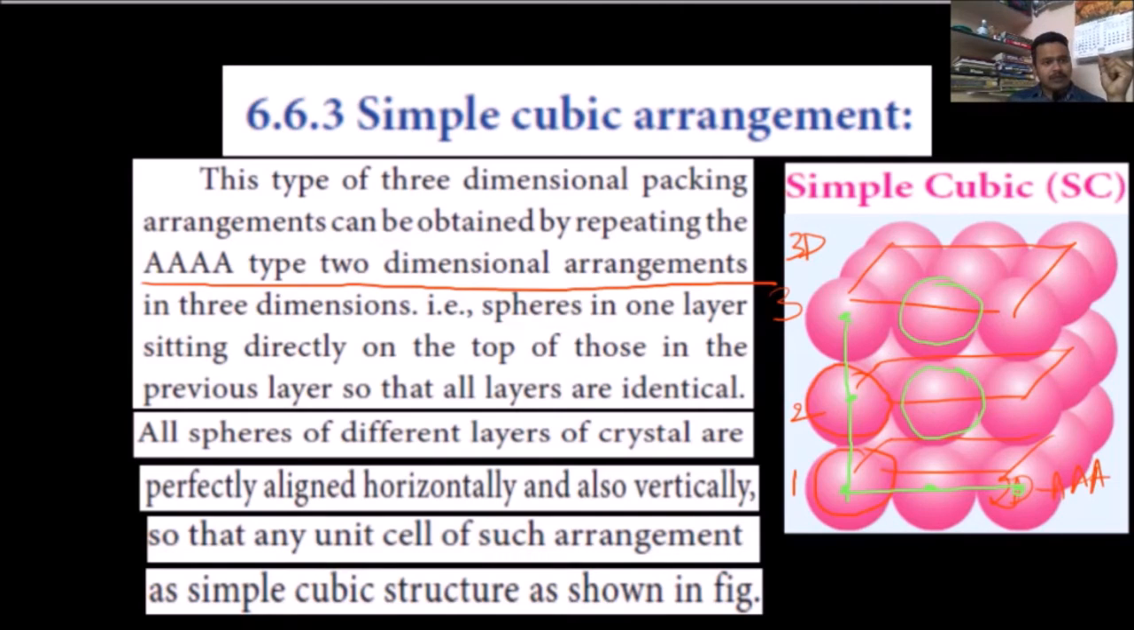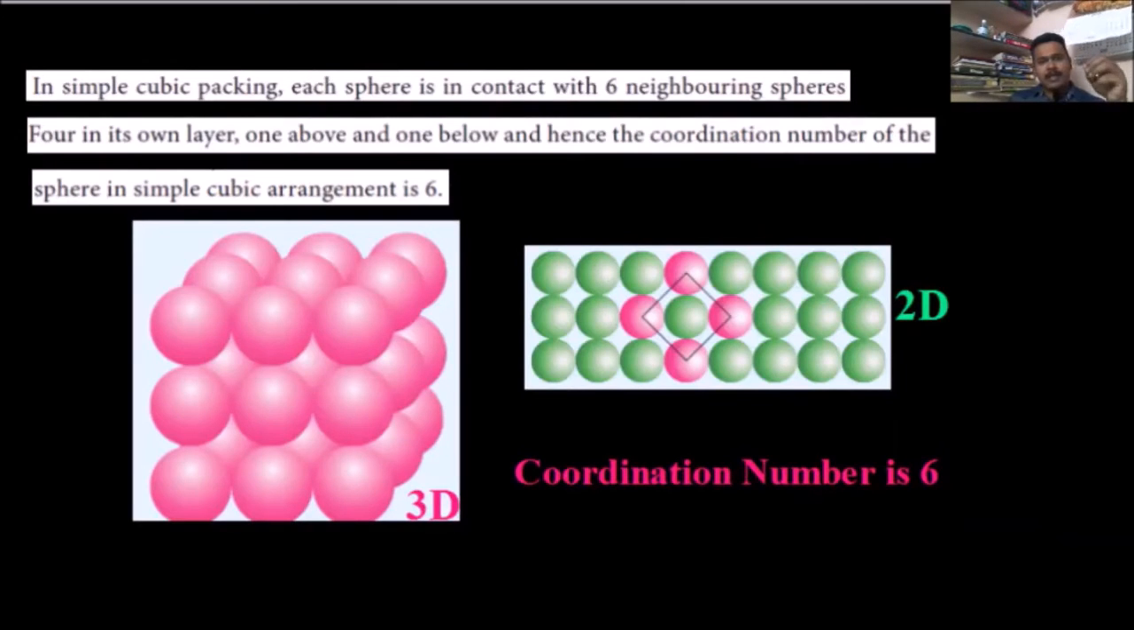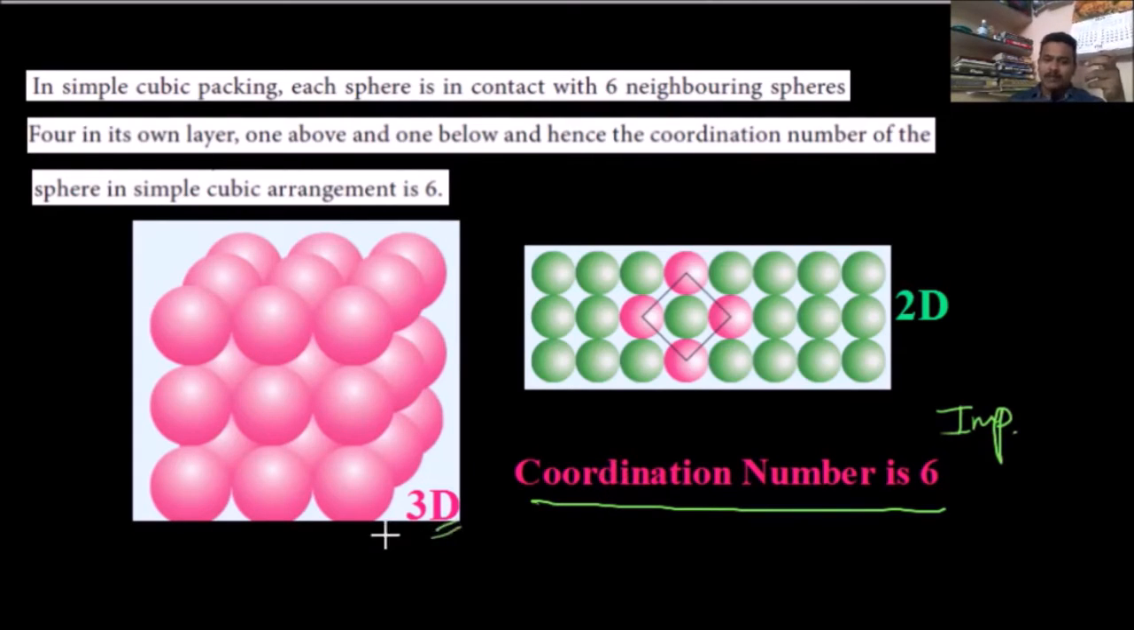Now, next, there is another very important point we have to talk about, that is the coordination number. This is very important for all the systems. Coordination number means one atom is surrounded by how many atoms. We are talking about three dimensional, but let us first recap our two dimensional. Two dimensional means one layer only. When you observe one layer, one sphere is in contact with 1, 2, 3, 4 other spheres. So the coordination number is 4.